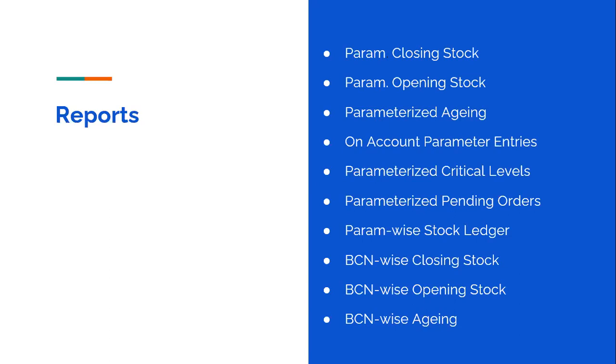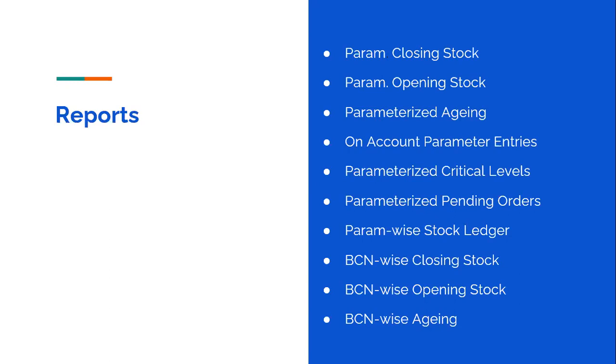Apart from this, there are other options like parameter-wise pending order, where whenever you do the parameterized order detail, you can maintain your parameterized pending order system also. In parameter-wise stock ledger, you can get the entire detail of when you purchased the item at what parameter level, when you transferred the item to another godown at what parameter level, and when you sold the item. So the overall stock scenario will be captured in the stock ledger in detail.